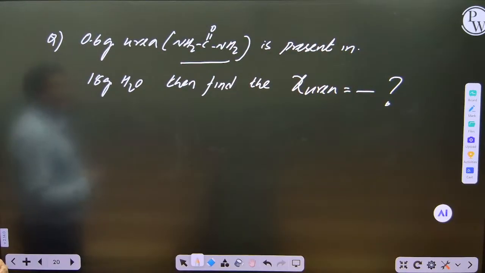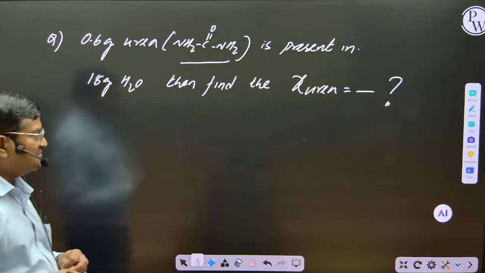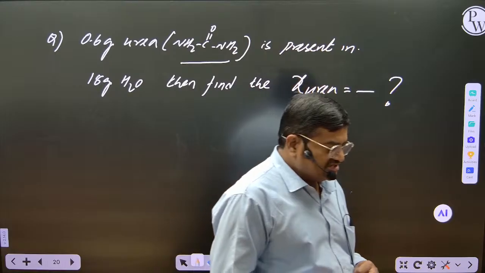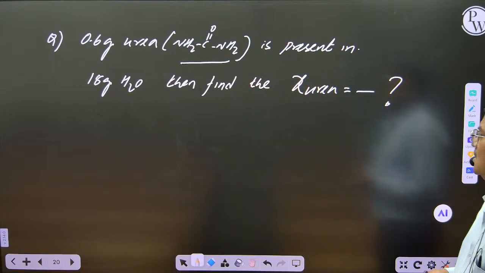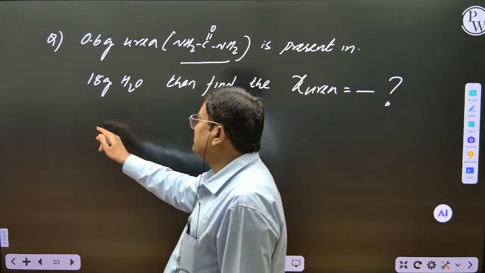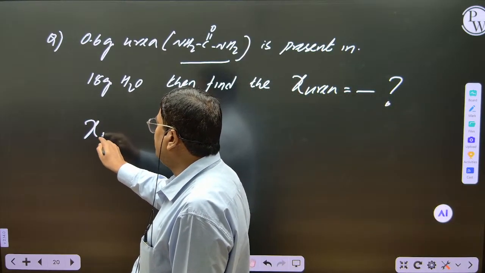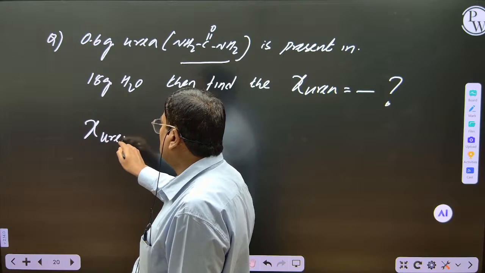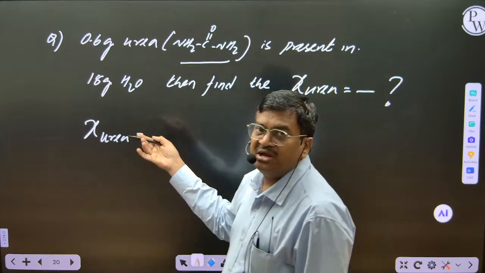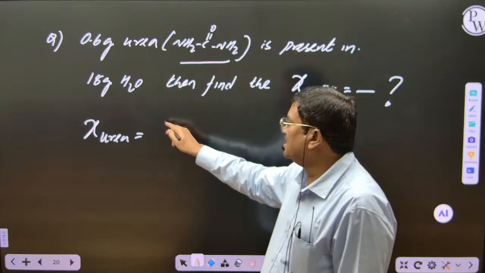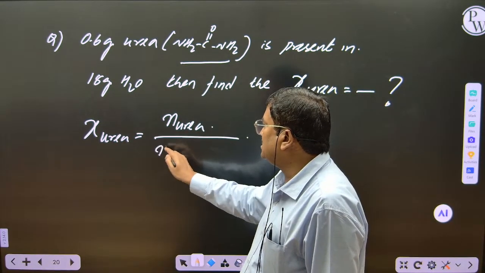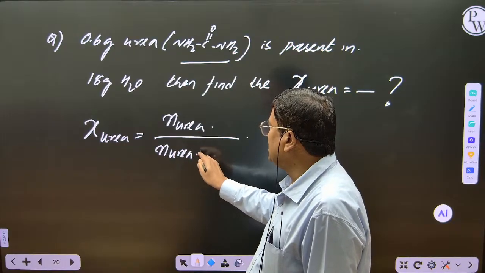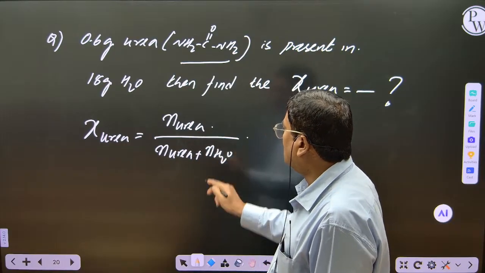Understand the question. Mass of urea is given, mass of water is given, and the question is asking to find the mole fraction of urea. How we approach this type of question is simple. To get the mole fraction of urea, as I told you, in the numerator we want the number of moles of urea, upon the total moles. What are the total moles? Number of moles of urea plus number of moles of water.